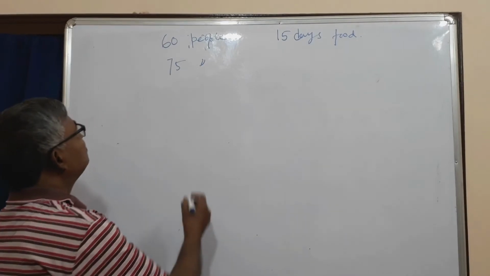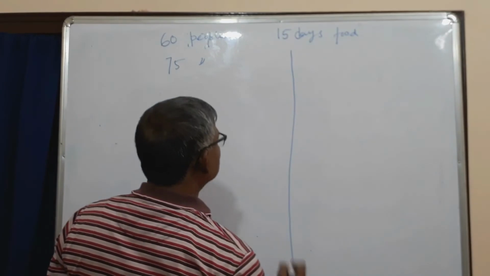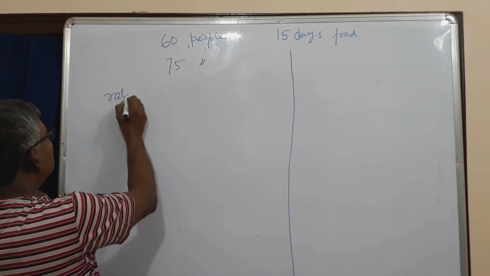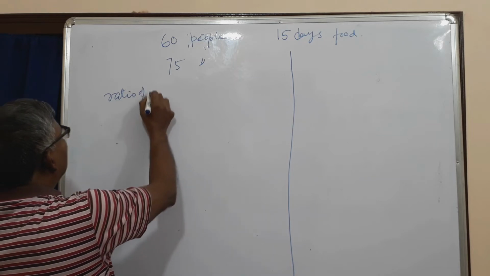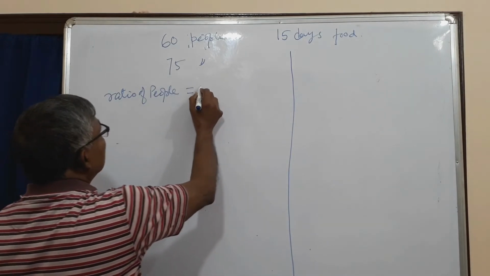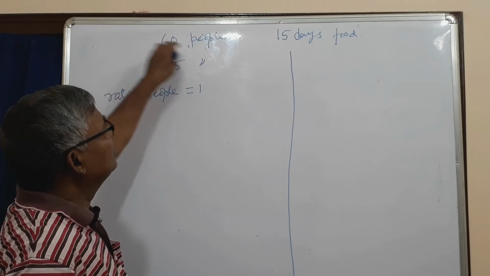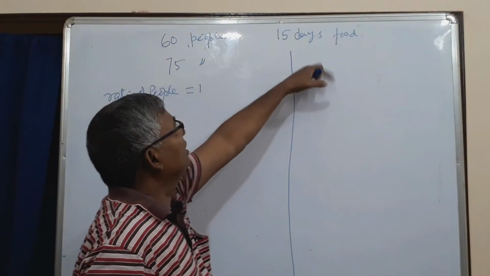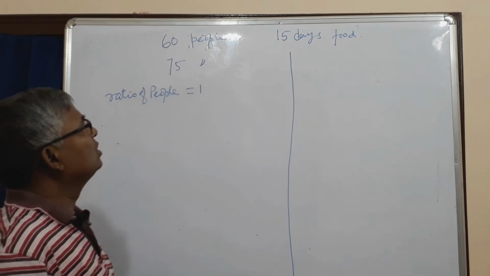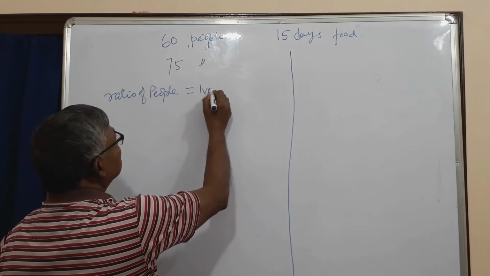Here also apply these two methods. One, we know the ratio of people equals inverse relation. If the number of people increases, the number of days will be diminished. With the same food, the number of days will be reduced. So it is an inverse relation.